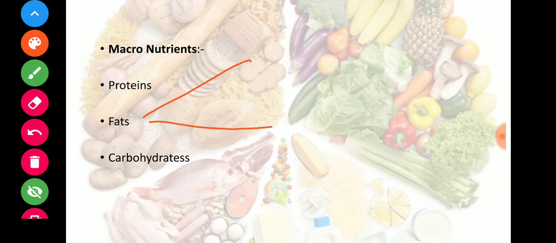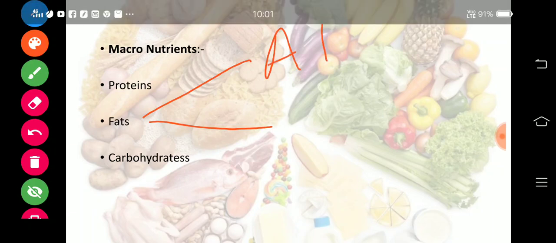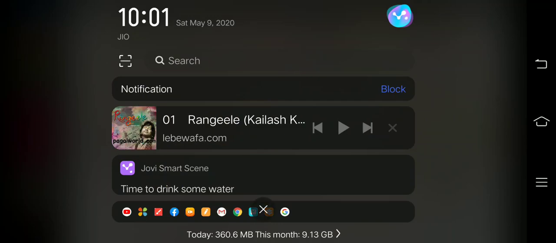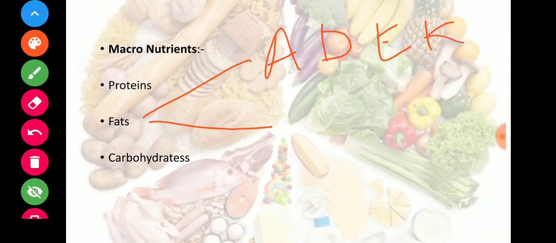Fat is an additional ingredient which can play a vital role in the digestion of vitamins, as we know that vitamins A, D, E, K we directly get from the fats. These vitamins are called fat soluble vitamins.